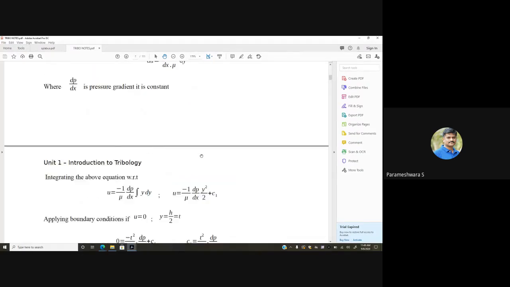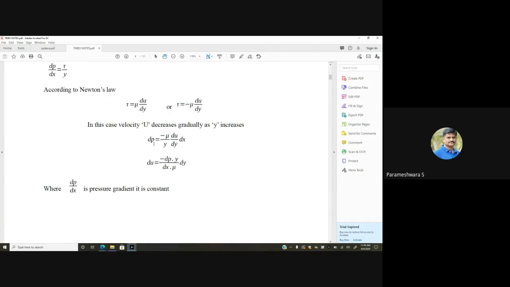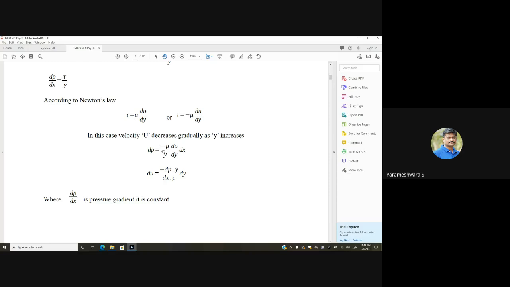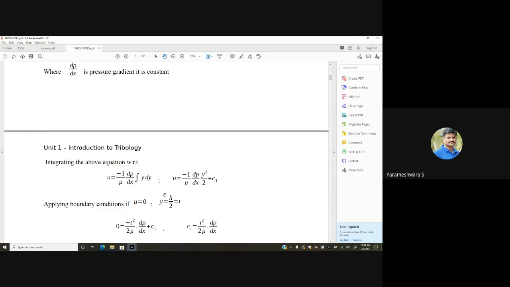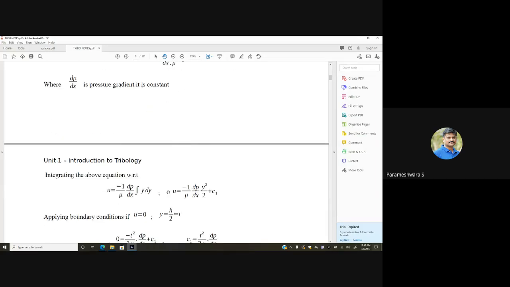Using that relation over here, I'll get the expression for dp, and rearranging this, I'll get the expression for du. Here dp by dx is the pressure gradient. So just rearranging that, I'll get the expression for du. Now integrating the above equation, I'm going to get the velocity.